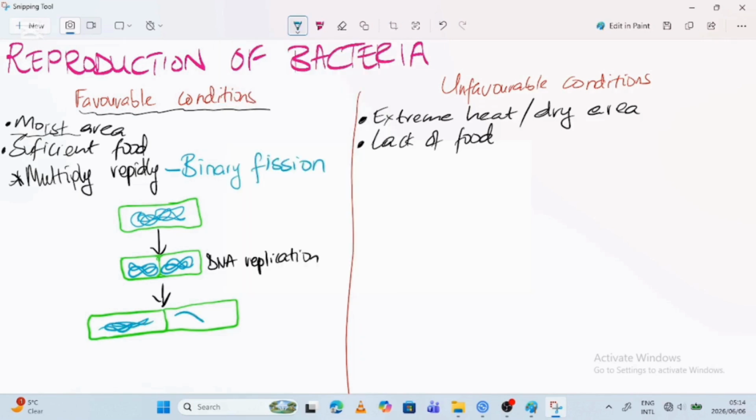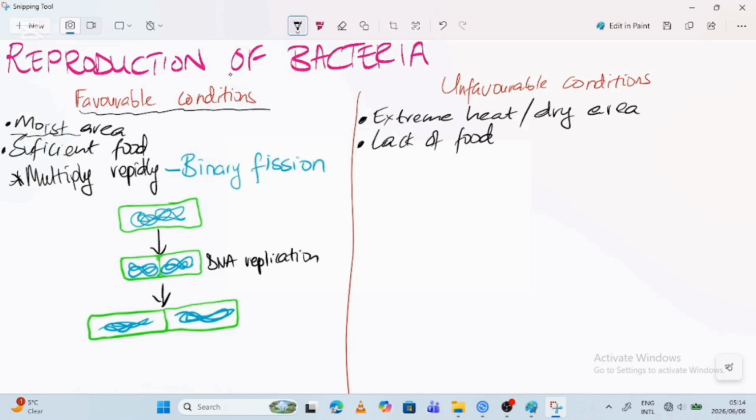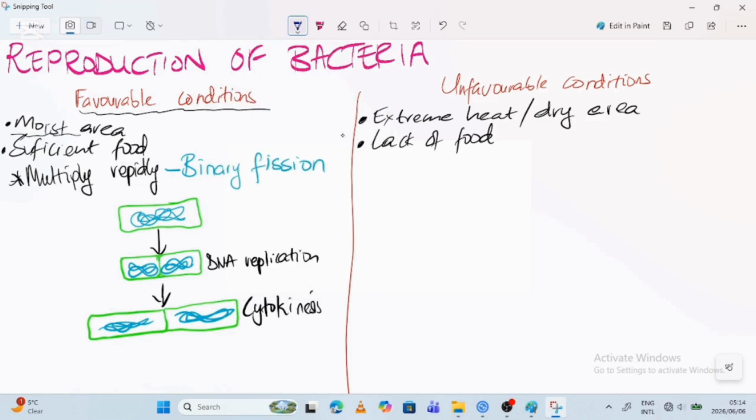Then draw the nucleoid here, draw the nucleoid here. So now cytokinesis occurs. What is cytokinesis? The formation of two identical cells. This process is called cytokinesis, which refers to the formation of two identical cells, right? And then after that, each bacteria goes separate ways.